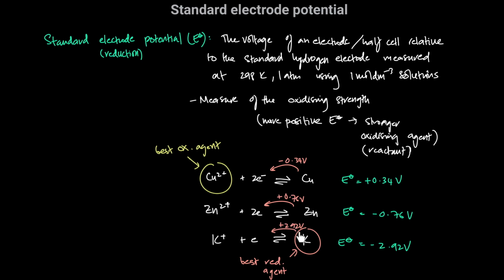So here we can say that potassium will undergo oxidation most readily. It's the best reducing agent, because the oxidation of potassium has the most positive potential value or the least negative potential value. And here copper would be the weakest reducing agent. So again, when we talk about standard electrode or standard reduction potentials, the way they're reported, on the left hand side you have oxidizing agents, and on the right hand side you have reducing agents.